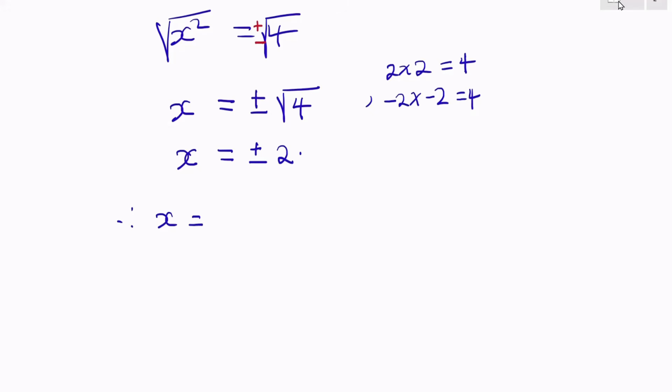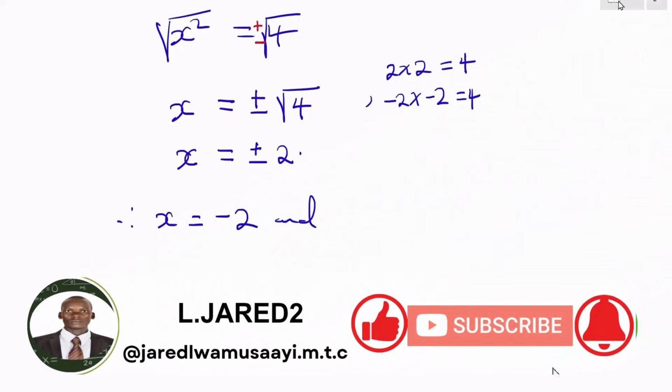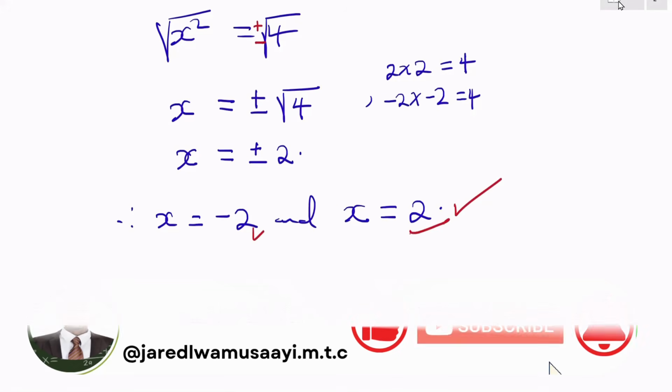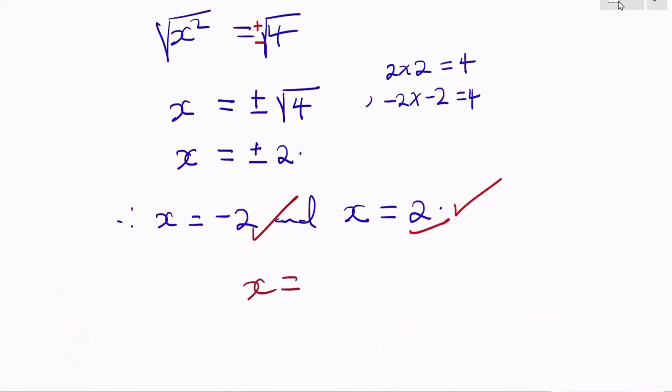Therefore, x equals negative 2, and still x can be equal to 2. So these become our right answers, but not x equals 0.